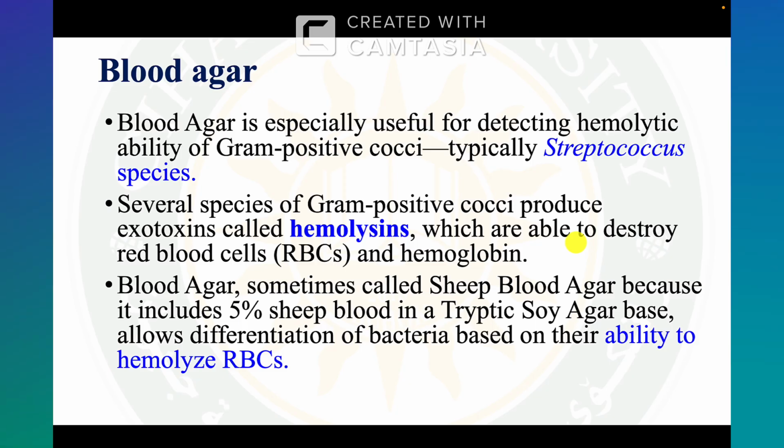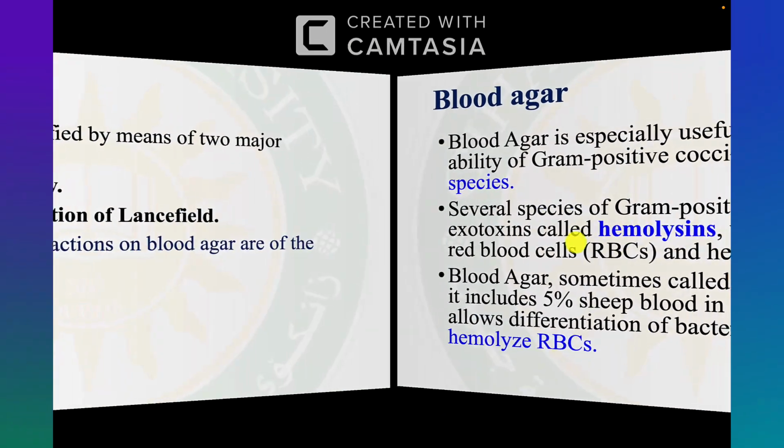Streptococci produce exotoxins, and these exotoxins destroy red blood cells, RBC, and hemoglobin. So it is hemolysis, the name of the toxin. It is hemolytic bacteria. So the ability of Streptococci to produce this enzyme and destroy blood makes blood agar a selective media for them.